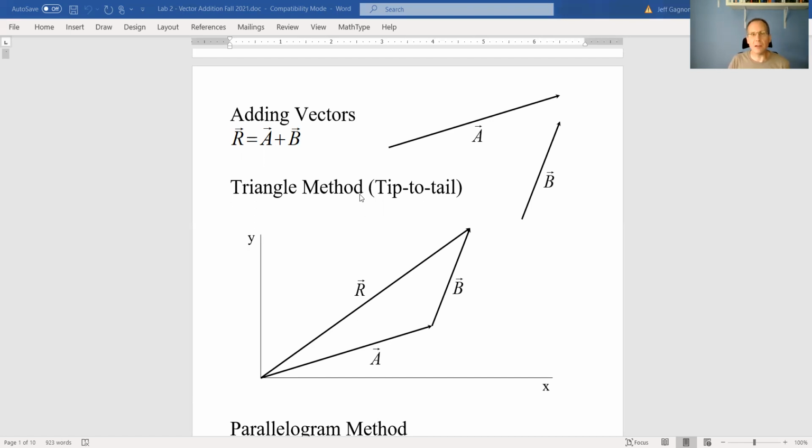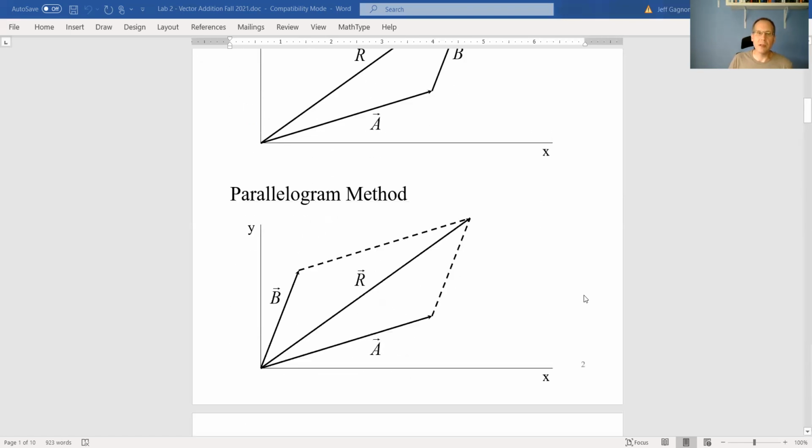Okay, so that's the triangle method. Another way that you could add vectors, and it's very similar, just slightly different, is called the parallelogram method. In this case, you would again start with a Cartesian coordinate system, and now you would slide both vectors, A and B, so that their tails are at the origin. So think of A being slid down here, its tail at the origin, and I also slide B so its tail is at the origin. Then basically what you do is you complete the parallelogram.